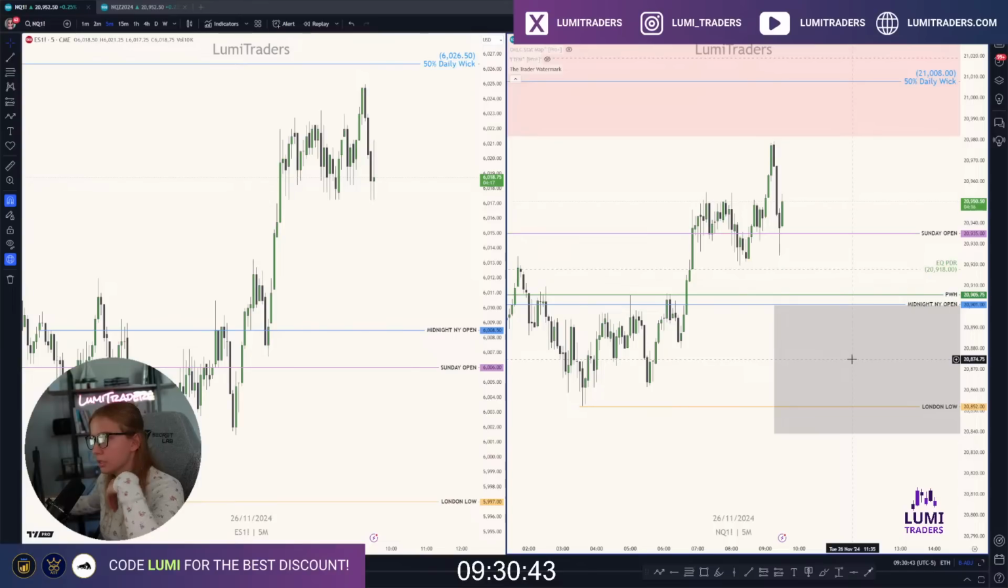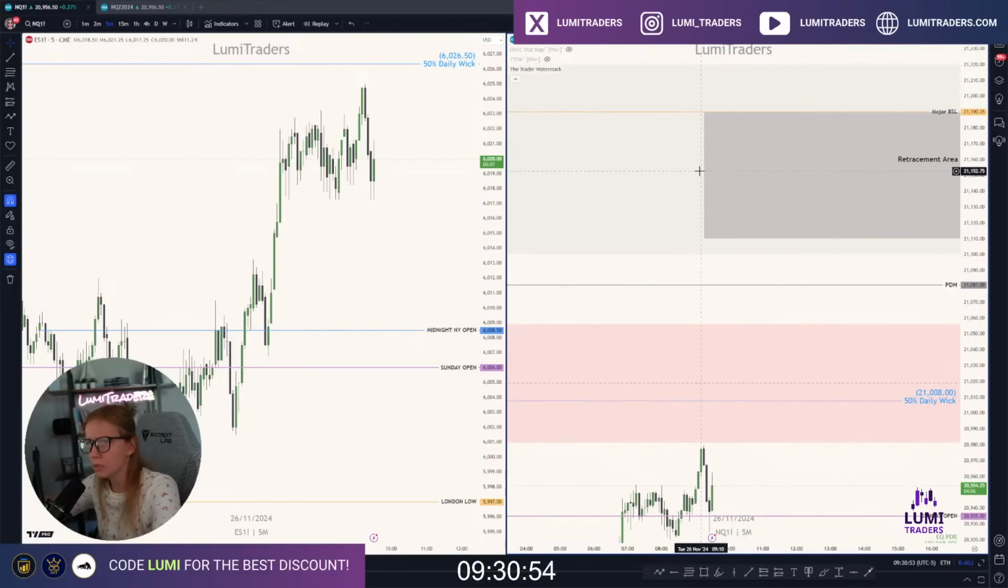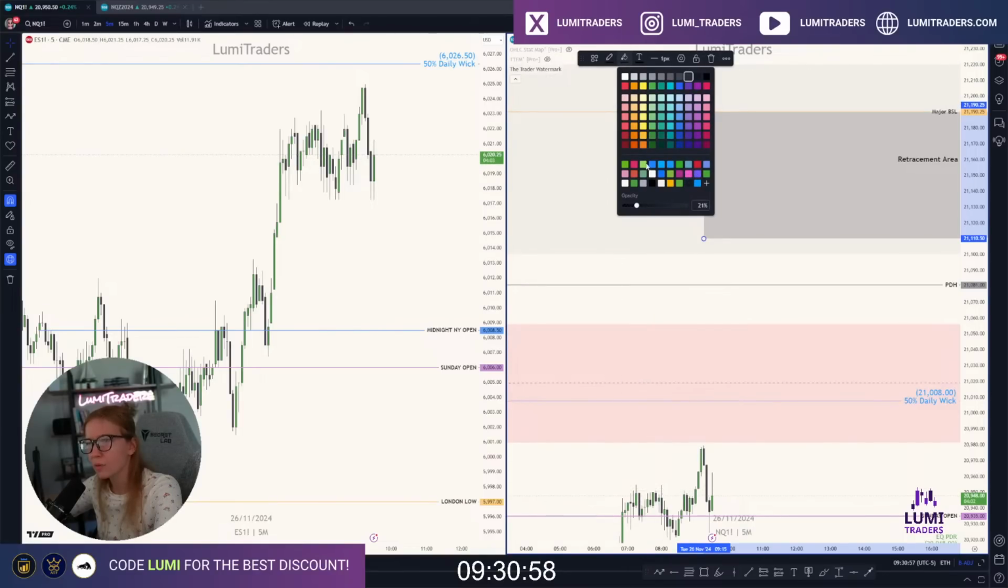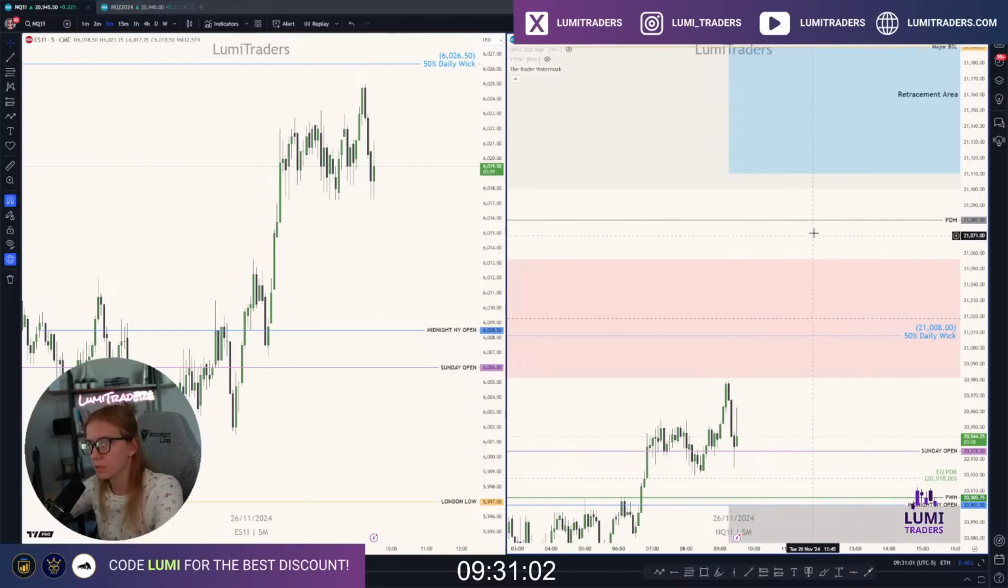Yes, actually, I would like to see maybe a test of New York midnight open or somewhere right here to long and aim for 50% of this daily week, and then aim for this. Let me change the color so it's gray inside gray, kind of hard to see. Which color do I want? Blue. Then somewhere right here.